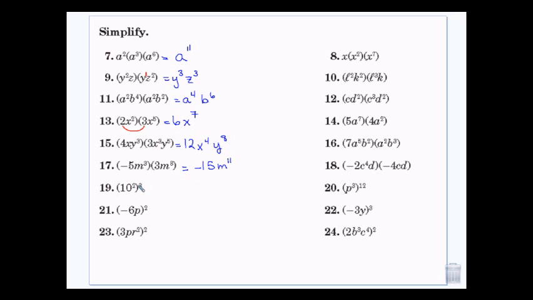Now here is where I'm taking a power to a power. So this is where I multiply the exponents. So 10 squared times 10 to the third is 10 to the sixth. Which is 1 million? Yeah, 6 zeros.